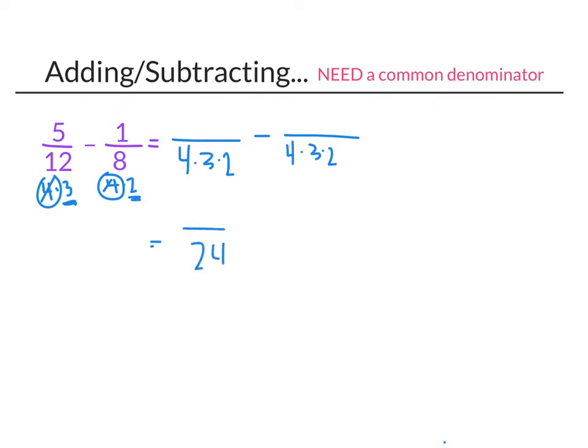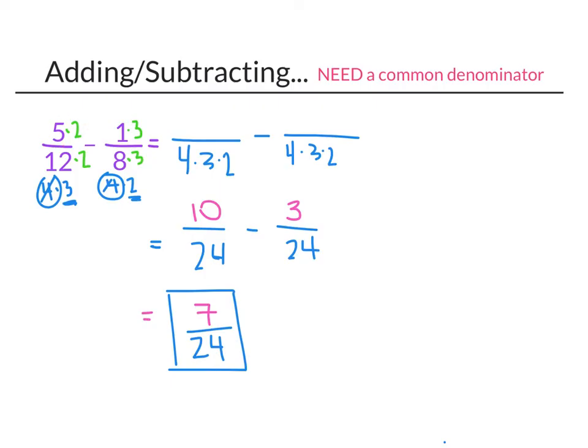Okay, so for me, I think using 24 is way easier than whatever 12 times 8 is. Now, if you choose to do the 12 times 8, that's fine, but just remember at the end, you're going to have to do some major reducing. So, how am I going to get from this 12 to this 24? I multiply by 2. So multiply the bottom by 2, multiply the top by 2. How do I get from 8 to 24? I multiply the 8 by 3, so therefore multiply the top by 3.